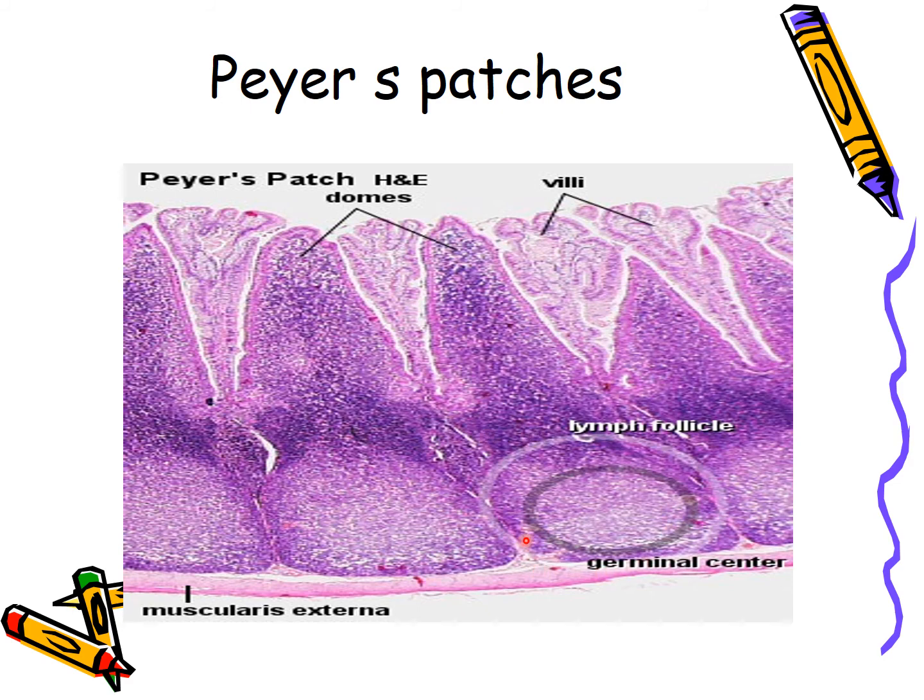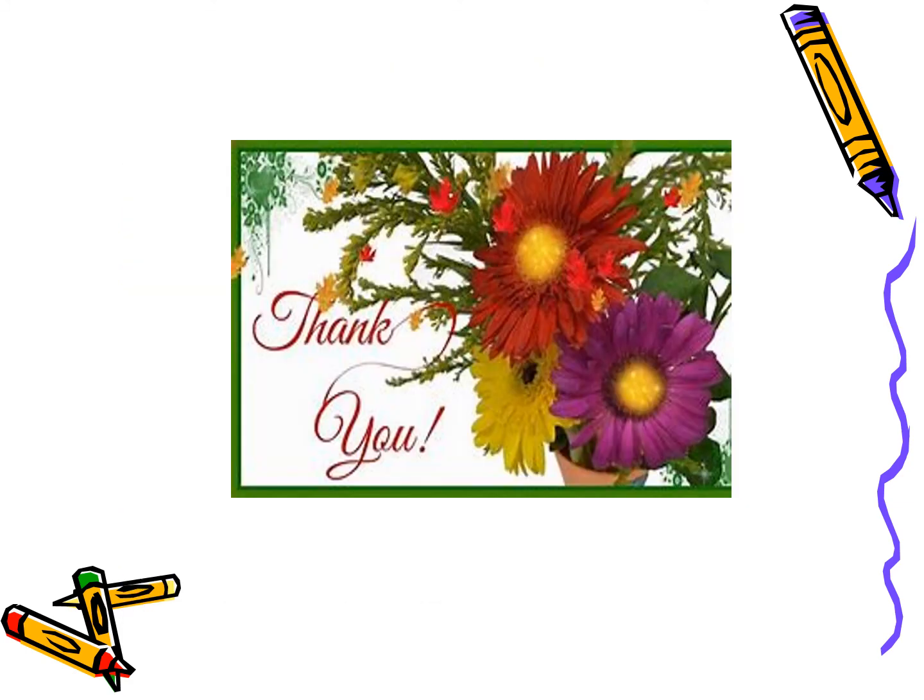So aggregates or isolated patches of these lymphoid follicles are present in the lamina propria throughout the GIT tract. But they are more prominent in the ileum, where a lot of these lymphoid follicles are present, and typically here they are called the Peyer's patches. So they are basically the gut-associated lymphoid tissue or the mucosa-associated lymphoid tissue. So this is all about the lymphoid tissue.